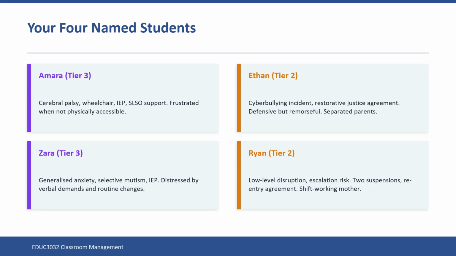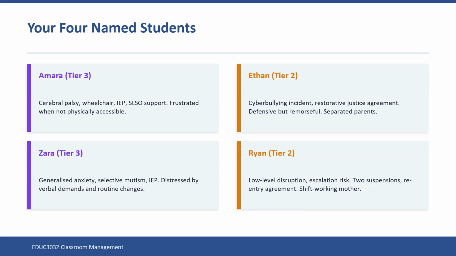She is Tier 3. Zara has generalised anxiety disorder with selective mutism and also has an individual education plan. She's also Tier 3. And Ethan is on a Tier 2 behaviour support plan following a cyberbullying incident. Ryan has a history of low-level disruption that escalates when he is publicly confronted, and he is on a Tier 2 re-entry behaviour agreement. So following 2 suspensions where he was asked to be absent from school with work provided for 1 or up to 2 days. Following that, he's on a re-entry behaviour agreement.